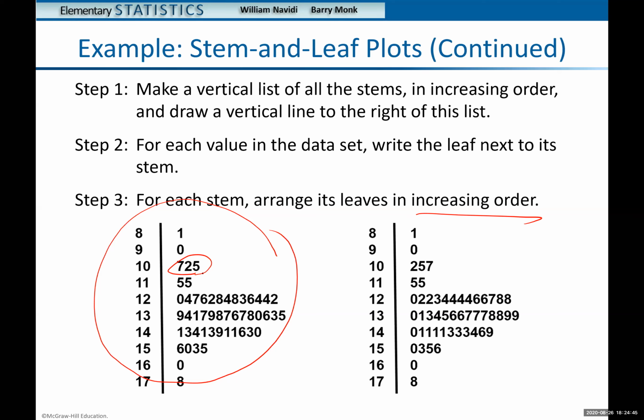5, 5. Next one, arrange all these numbers in order. So the lowest is 0, then 2. There are 2 2s, 3, 1. There are 4 4s, 2 6s, 1 7, 2 8s. Arrange this in order. This one, everything. 6 0 3 5 is going to be 0 3 5 6.